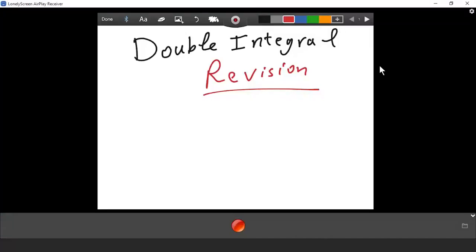Today we are going to revise the double integral. Before we start revising double integral, we have to go through the technique of double integral. Before this, we have to distinguish between double integral in Cartesian coordinates and polar coordinates.